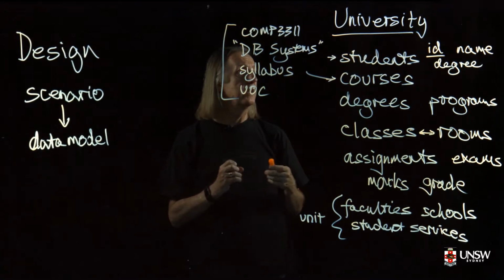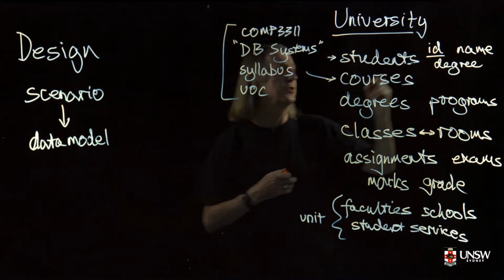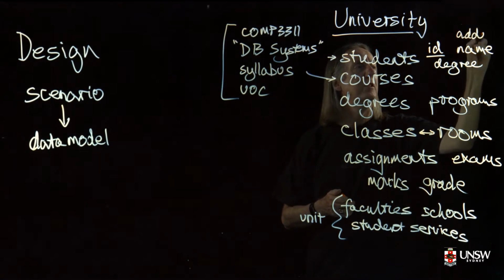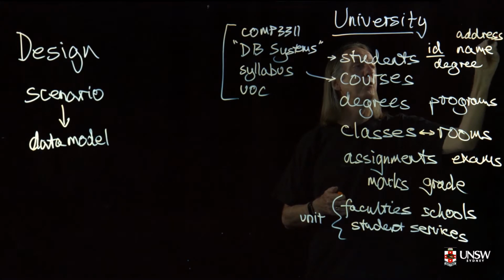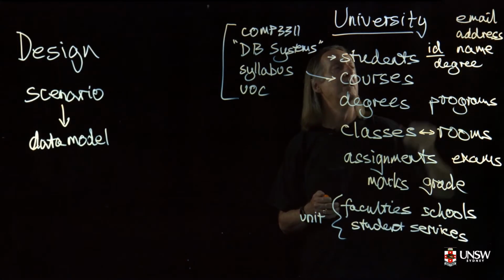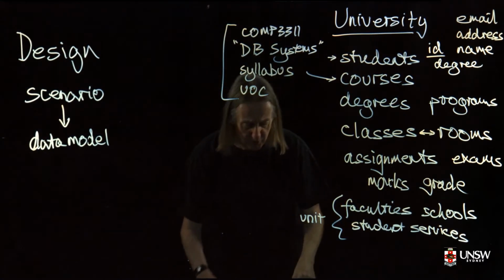What else have we got? So we've seen a few properties of students, and obviously other things that we might be interested in is your address. Although more likely these days we're probably interested in your email. So address used to be the good old-fashioned way that we'd communicate.